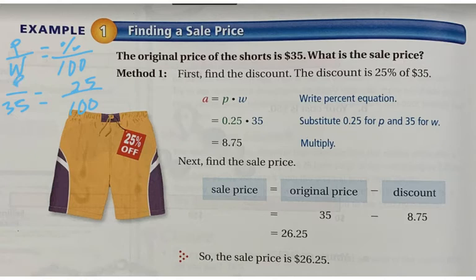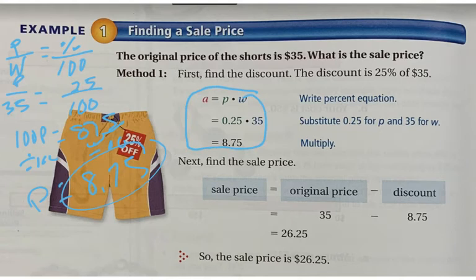So I can cross multiply. 100p equals 35 times 25, which is 875. I'm going to divide by 100 on both sides. That means it's going to be 8.75. That's the worst 8 I've ever written, sorry. $8.75 is my part. So that's how much I'm getting taken off. As you can see, that's what they did here. You can also put that in your calculator, 0.25 times 35, and you get $8.75.